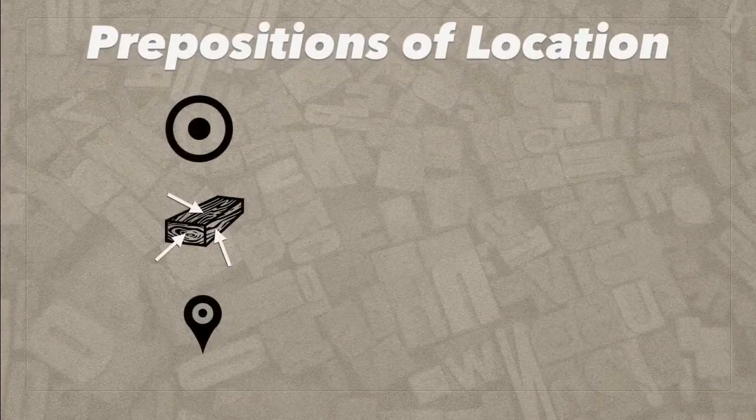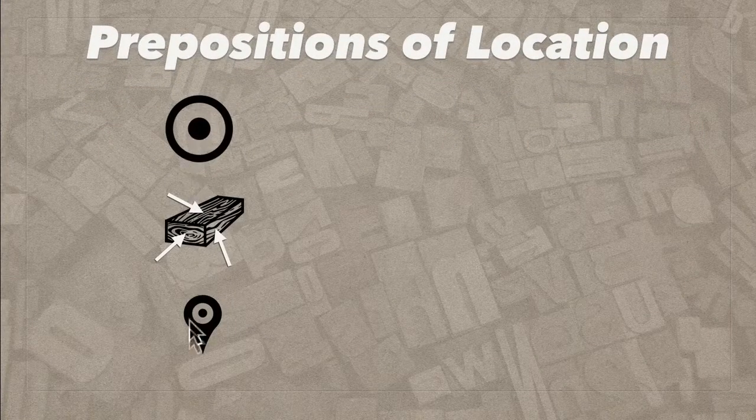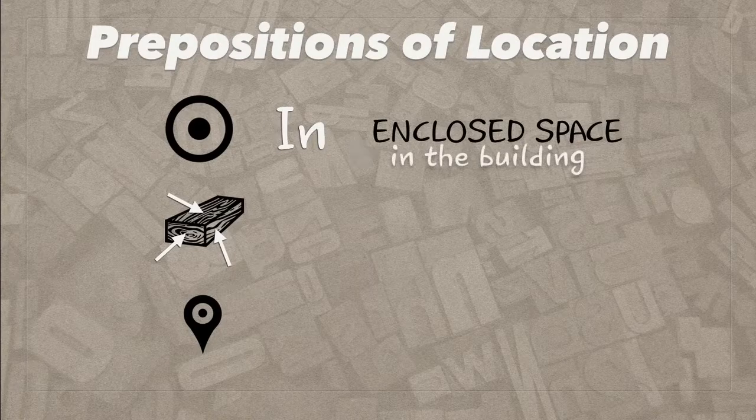With prepositions of location, we have these three symbols to help you remember. What do you think they represent? First, again, in. In is used for enclosed spaces. For example, in the building. You can think of inside as well. This dot might represent you or something else. This dot is inside the circle. It is in the circle. Perhaps there are walls around you. There are walls in a building, so someone is in the building.